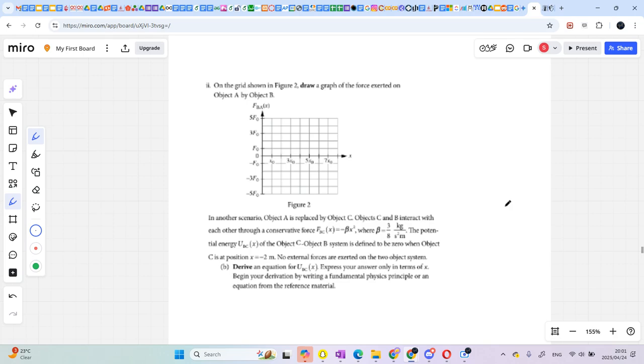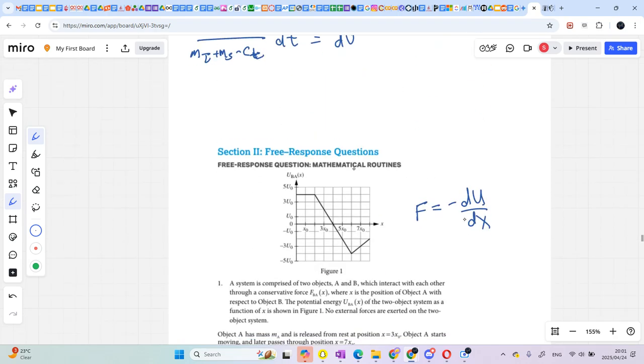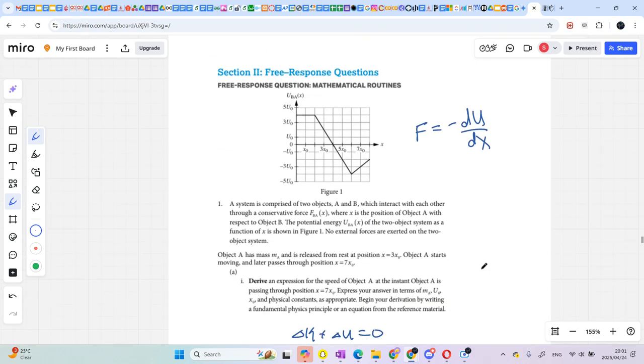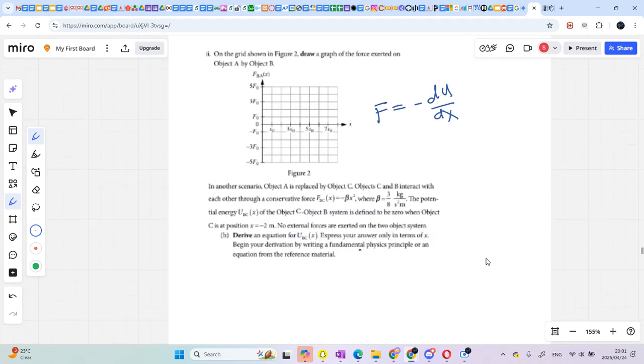So this question right here, in addition to being able to write out equations, you also want to be able to graph. So this is where you're going to apply the F equals negative dU/dx equation. You're going to want to figure out what your negative slope from this graph is, and you want to graph it on this graph right there. Then another derive this equation kind of thing.